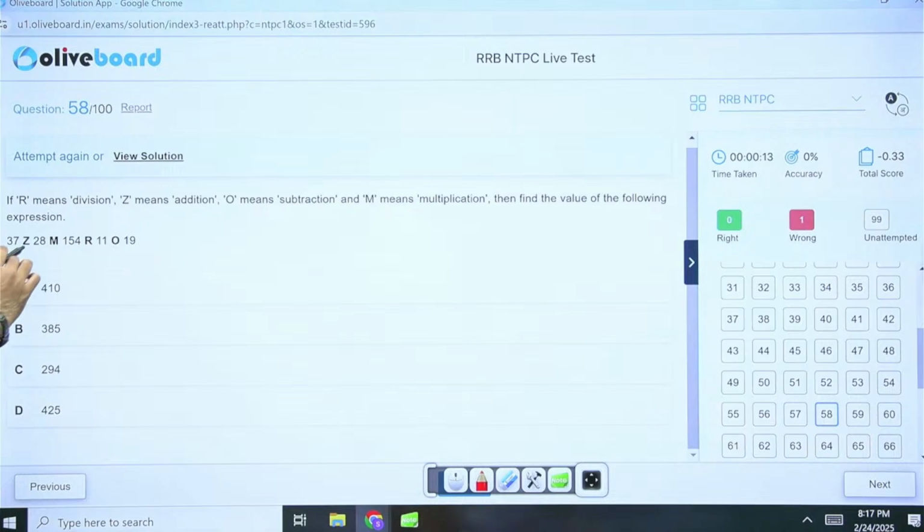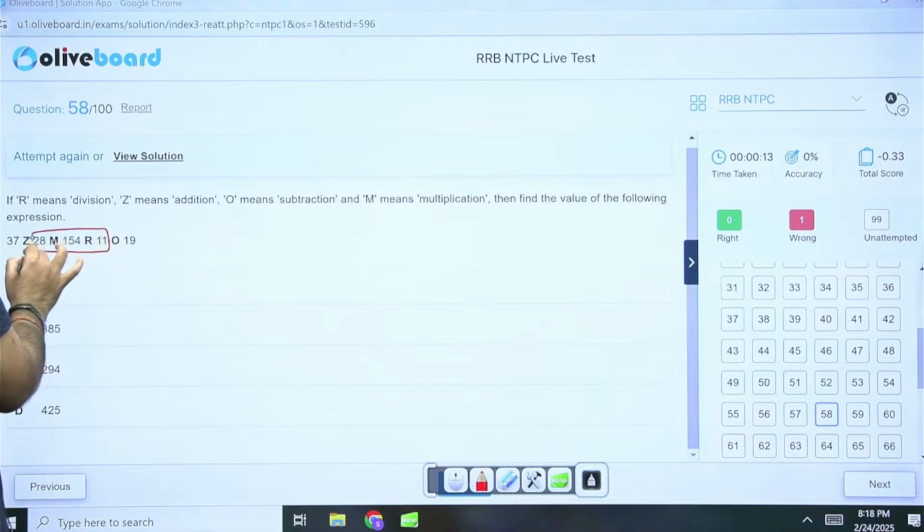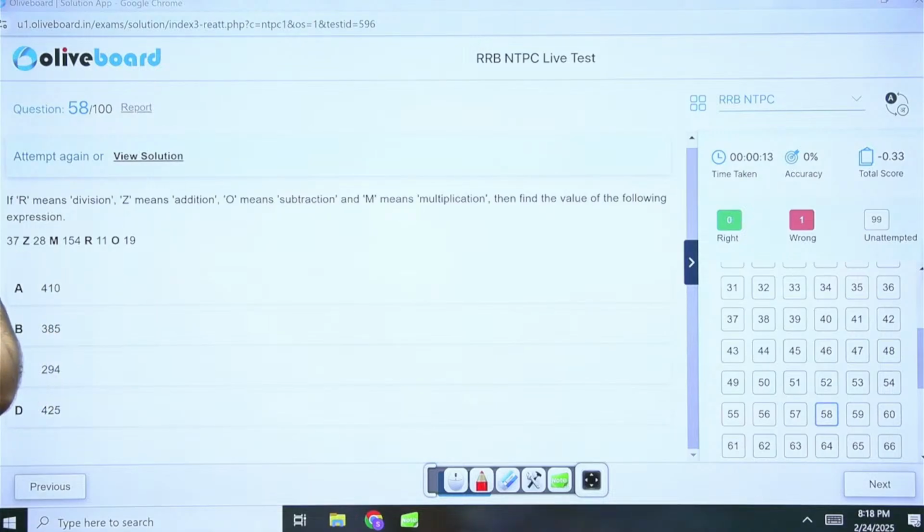1540 is what I am getting here. So this will give me 1540, right? This is 55 into 28, 1540. And 37 plus and O is minus. So 37 plus 1540 is 1577. 1577 minus 19. That is 410. So option A will be my... No. Something is wrong here.